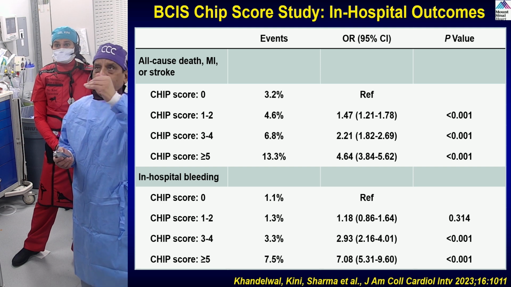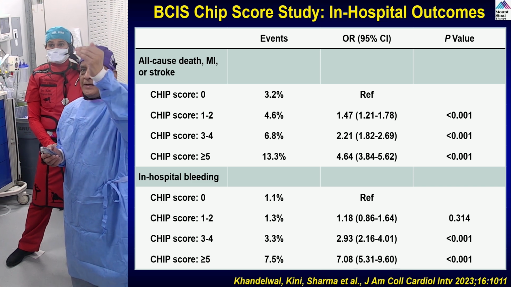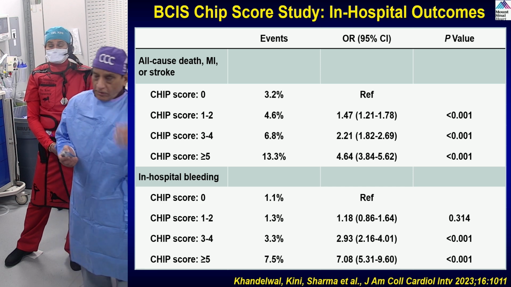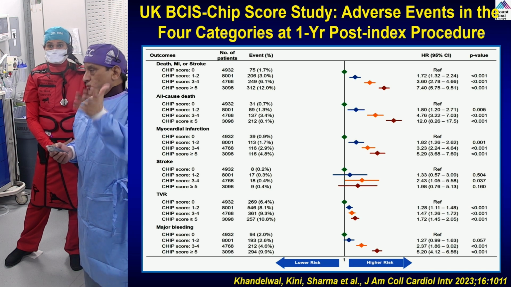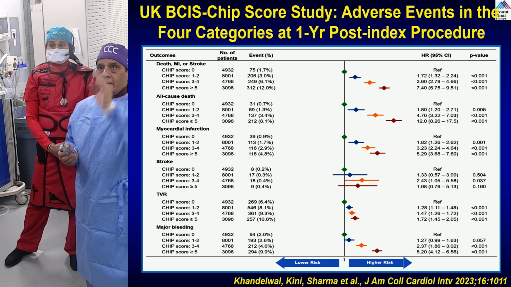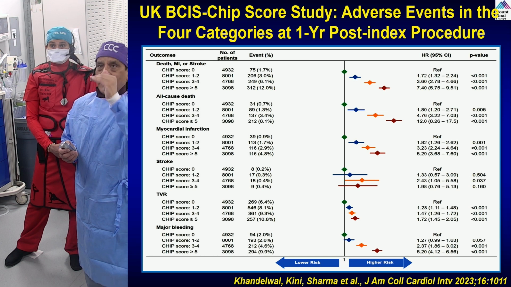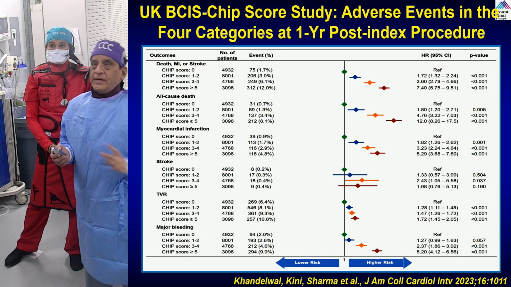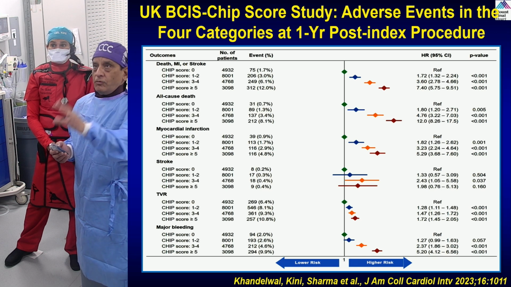If you take in-hospital outcome with an increasing CHIP score, your events increased from 3.2 to 13%, and bleeding also increased. So not only MACE, also the bleeding. That was what they had shown, but we took it further to 1 year. Look at the 1 year. Each component of the CHIP score outcomes, death, MI, stroke, all-cause death, MI, TVR, and major bleeding, all have a nice correlation, except stroke did not. So every component of the MACE endpoint and bleeding correlated with a high CHIP score.